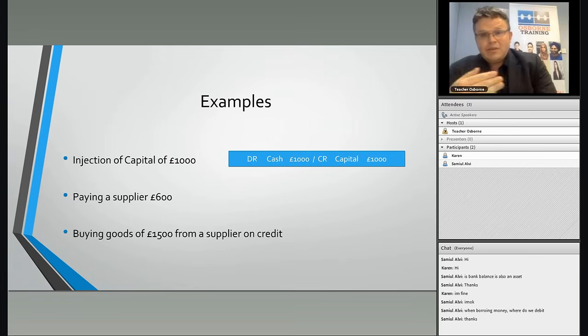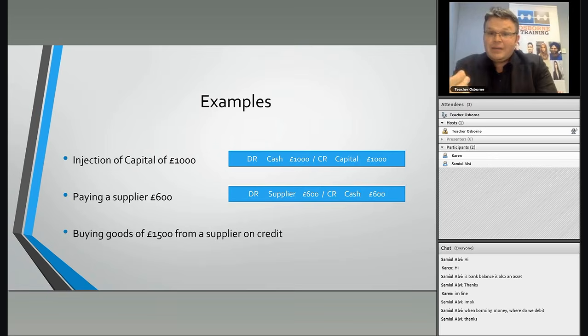Okay, so the next example we have here is we're paying a supplier. So we owe someone money, and we're paying that money off. So we have to think of the two things that are going to be affected by this. Well, first of all, if we owe someone money, that is a liability, right? So we're going to be reducing the liability. And we also have to think, if we're paying out money, we're reducing our cash, and cash is an asset.